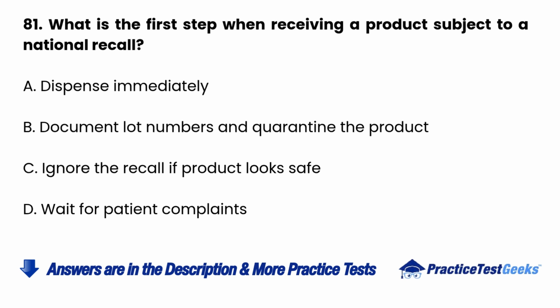81. What is the first step when receiving a product subject to a national recall? A. Dispense immediately. B. Document lot numbers and quarantine the product. C. Ignore the recall if product looks safe. D. Wait for patient complaints.